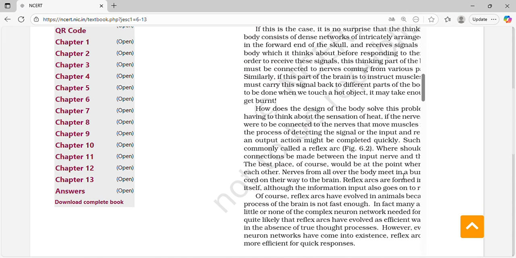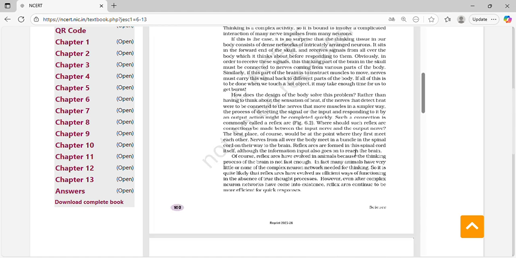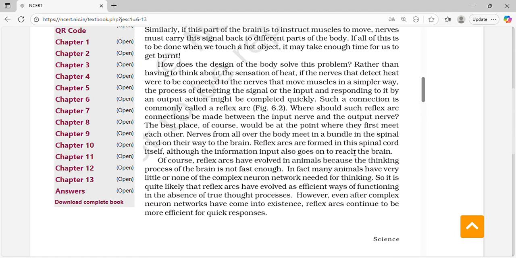Nerves from all over the body meet in a bundle in the spinal cord on their way to the brain. Reflex arcs are formed in the spinal cord itself, although the information input also goes on to reach the brain.